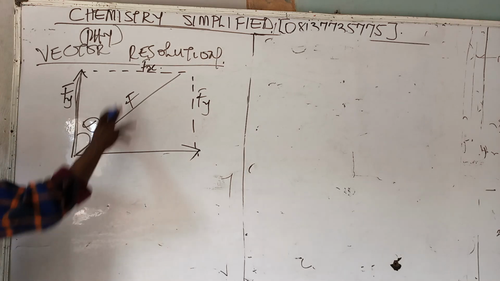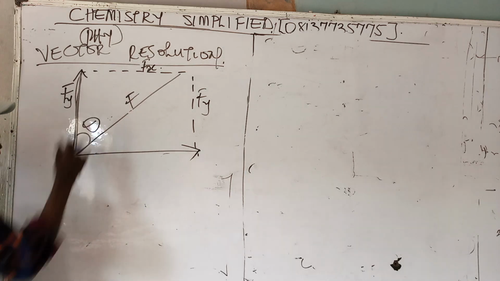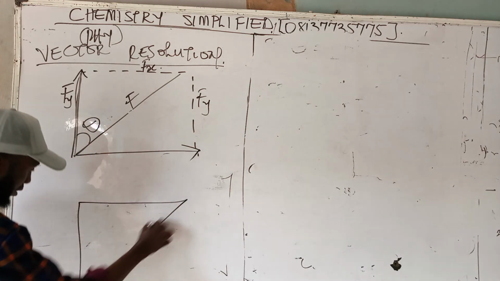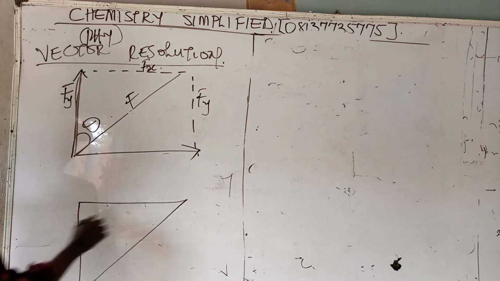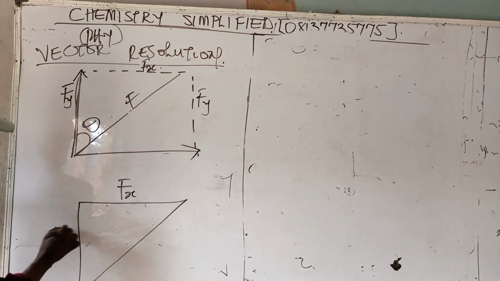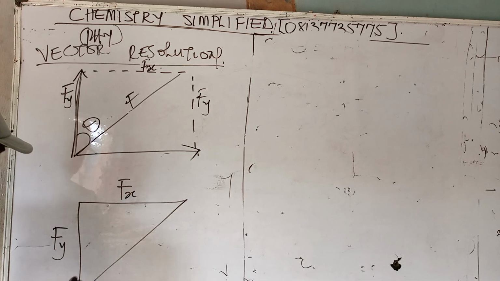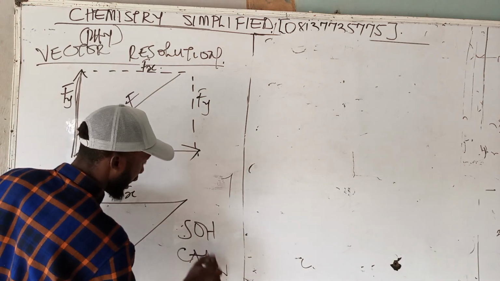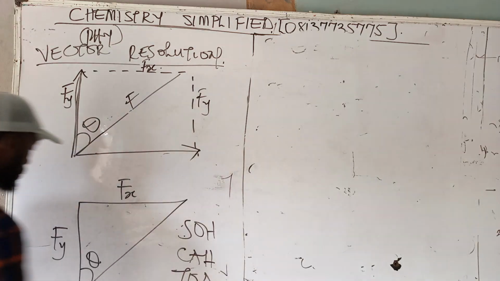So we are going to bring out this triangle. The triangle looks like this. So this is our Fx, this is Fy, and this is where we have our angle theta. Easy, right? So we see our SOH CAH TOA.